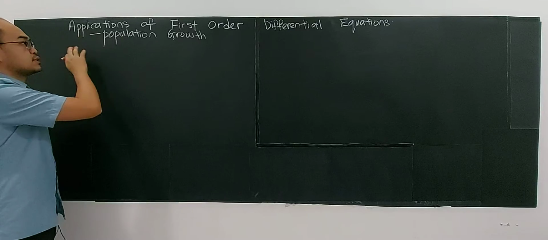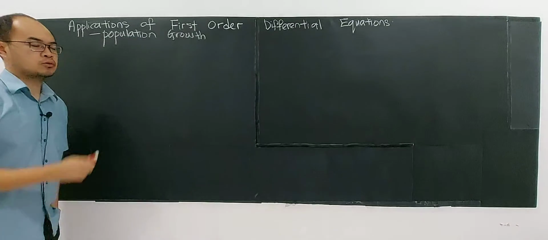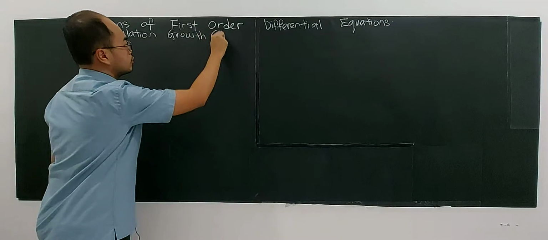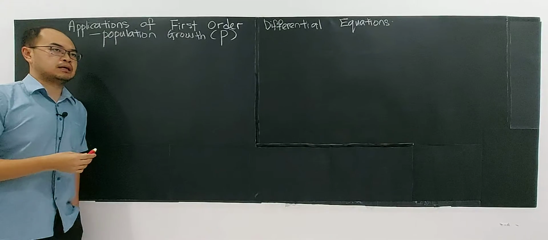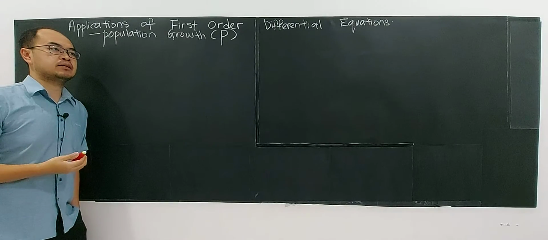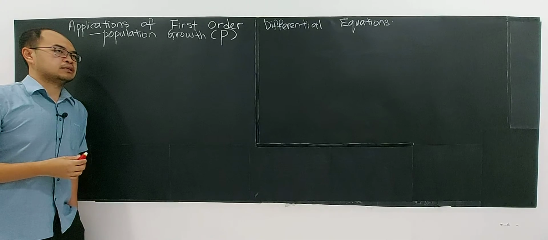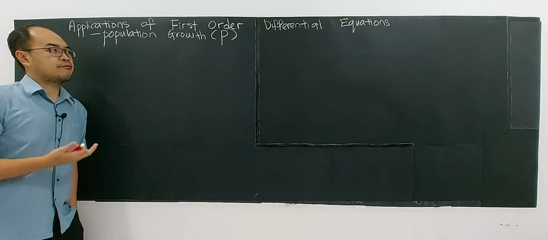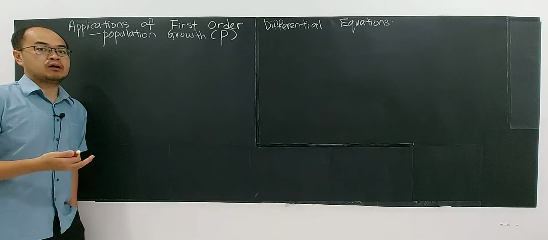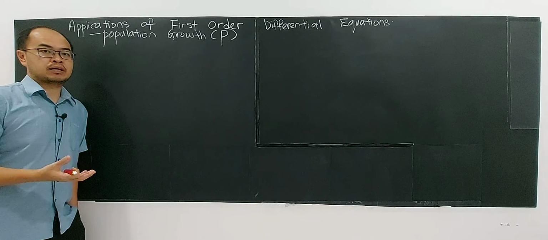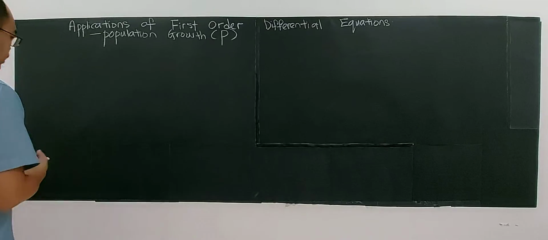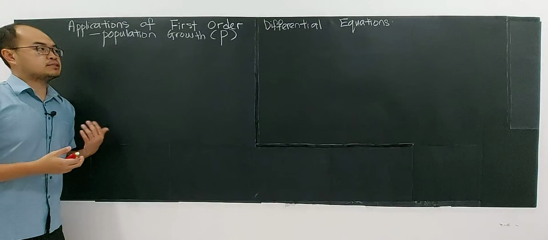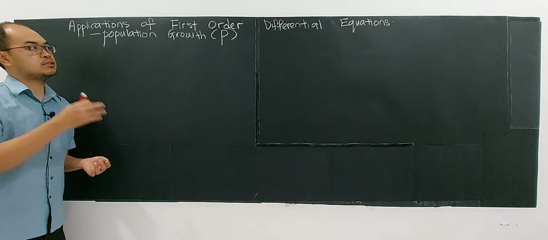For example, one of the simplest is a simple population growth. I let this be P to represent population. It means the number of people, the number of bacteria, the size of a colony, everything that relates to the number of organisms which are alive. We name it simple population growth because we assume that the organism always increases due to time.